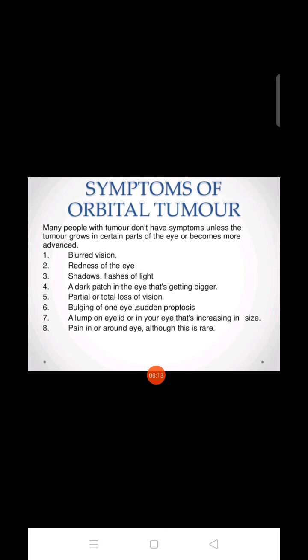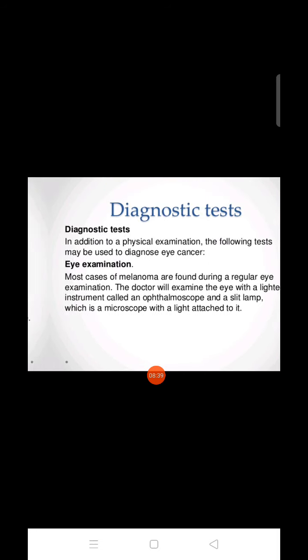There will be blurred vision, redness of the eye, shadows, flashes of light, dark patches in the eye that are getting bigger, partial or total loss of vision, bulging of one eye, sudden proptosis, a lump in the eyelid or in the eye that is increasing in size, and pain in or around the eye, although this is a rare condition. Those are the symptoms of orbital tumor.